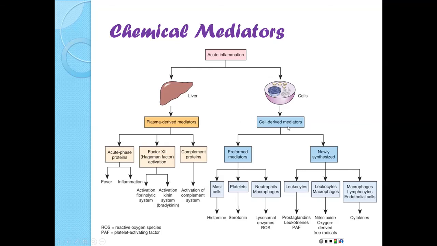Then you have cell-derived mediators. Cell-derived mediators are all of those white blood cells, platelets, mast cells that I had actually showed you in the beginning, and what's being produced there. Now again, you do not have to know the full of this slide and be able to identify each thing specifically. Rather, just recognize cell-derived and plasma-derived, two different categories.